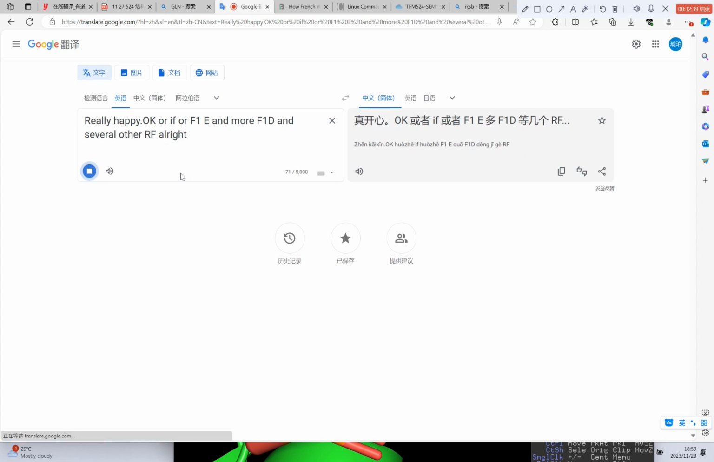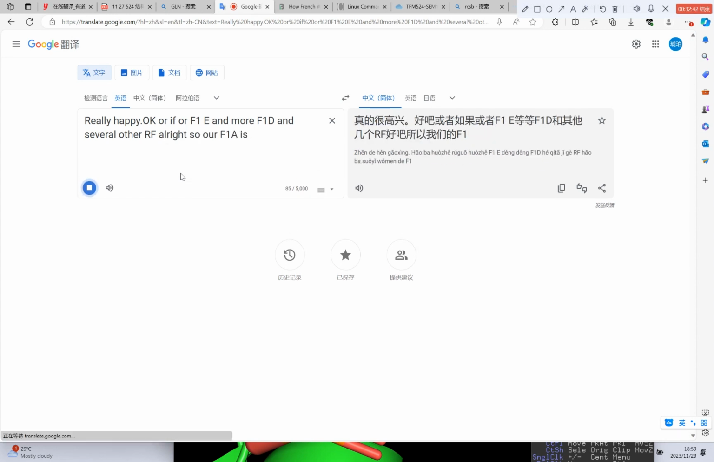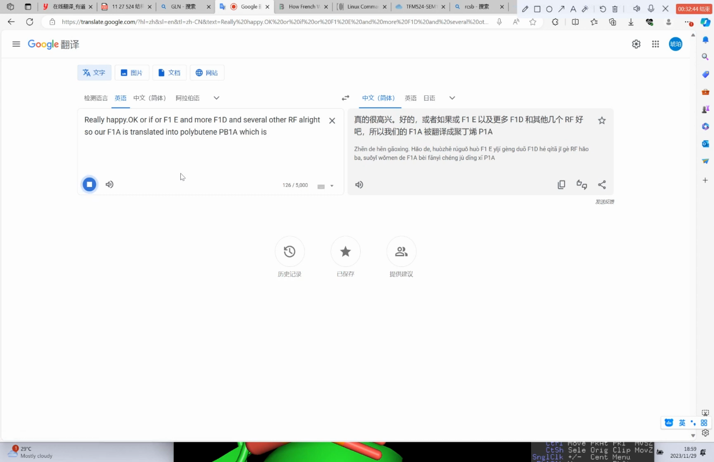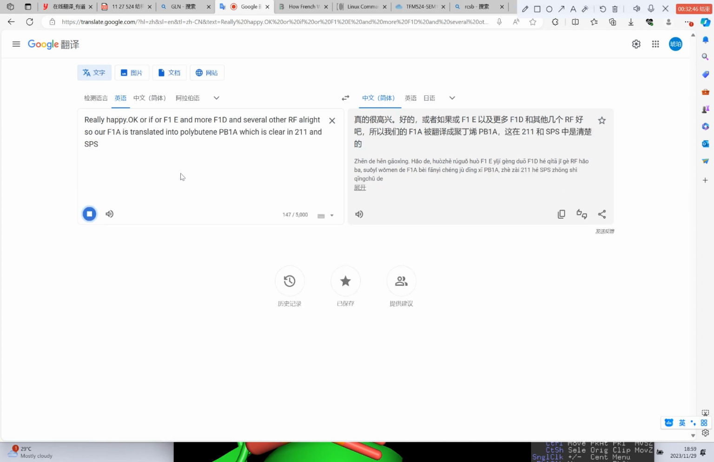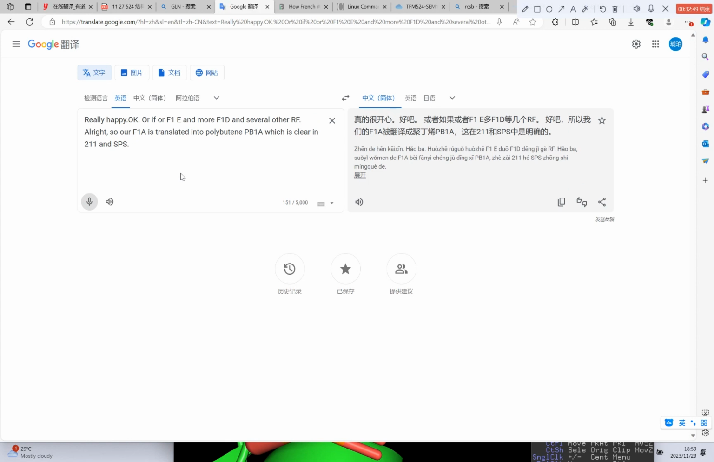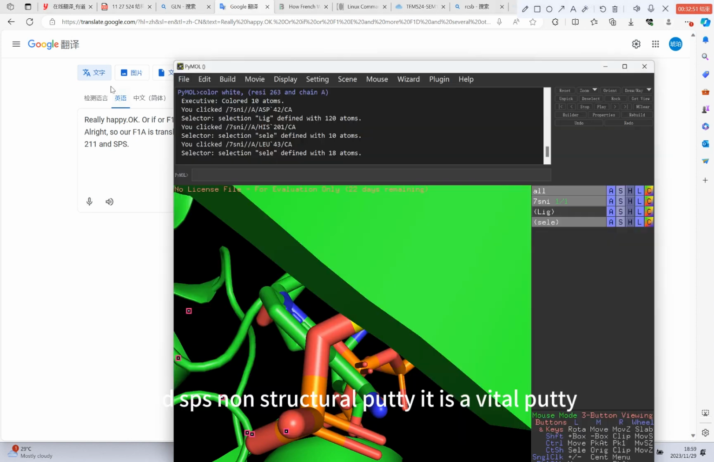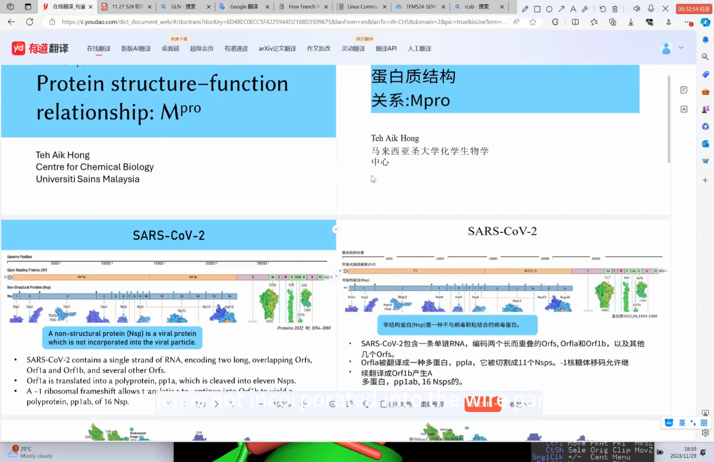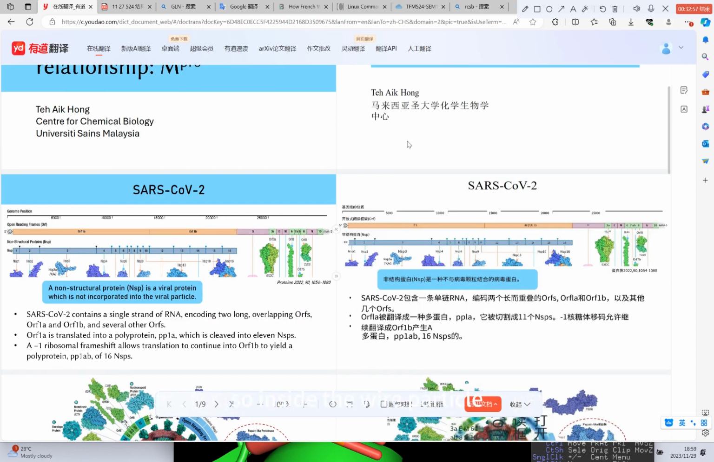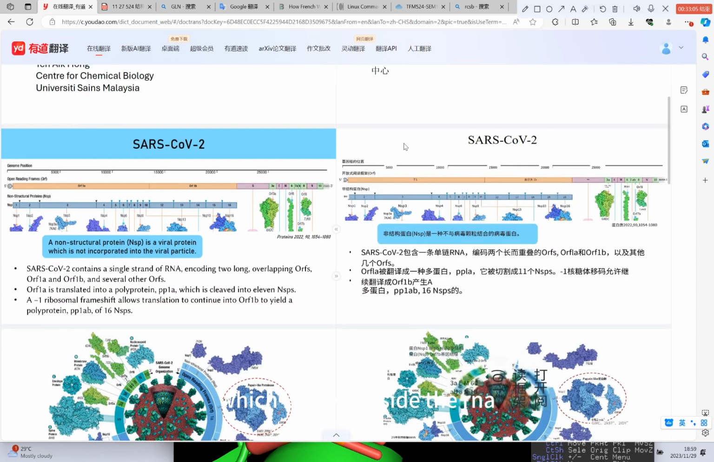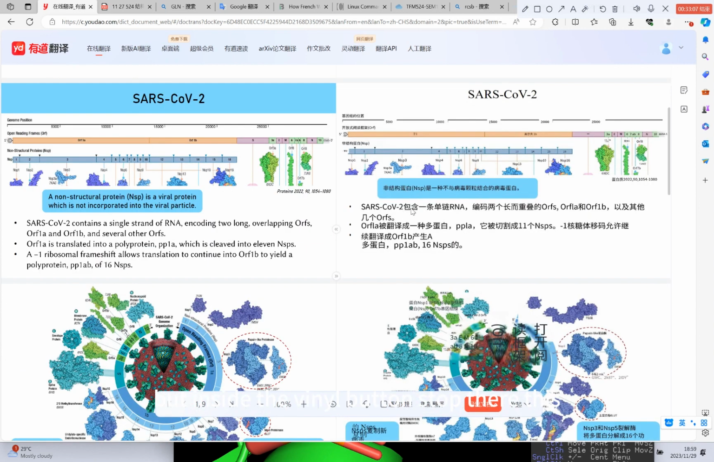Alright? So ORF1A is translated into an NSP, non-structural protein. It is a viral protein which is not incorporated into the viral particle. So inside the viral particle, the protein is not there. So we call it non-structural protein, like polymerase, which is used to synthesize the RNA, but inside the viral particle it is not there. There are some other proteins which are inside the particle but not here.